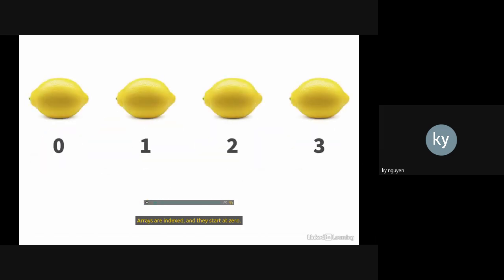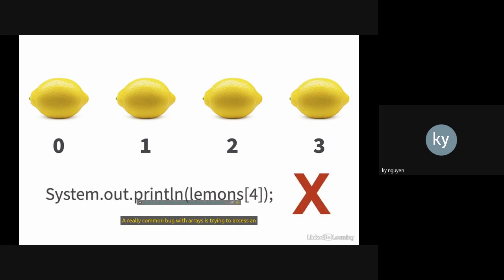Arrays are indexed, and they start at 0. So the index of the first element in the array is 0, and the index of the last element in the array is the length of the array minus 1. So if an array has 4 elements in it, the first one is at index 0, and the last one is at index 3. A really common bug with arrays is trying to access an element that's out of bounds. For example, trying to access index 4 in an array of 4 elements will cause an array index out of bounds exception, because the last index is actually 3.